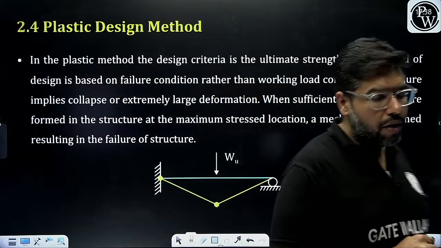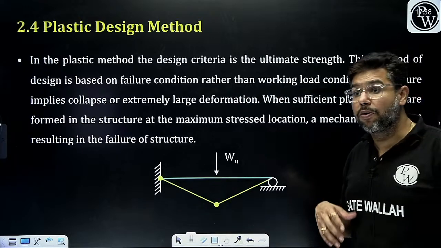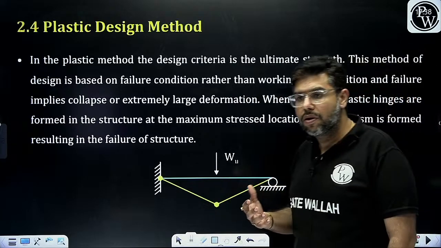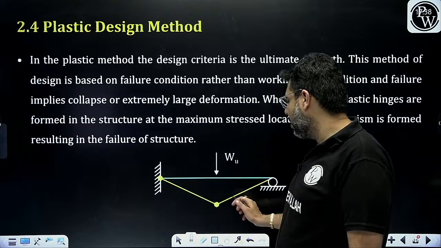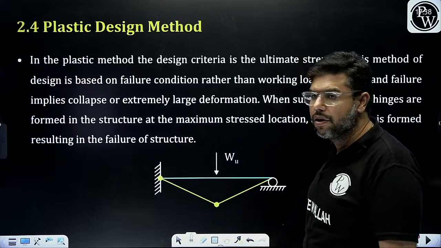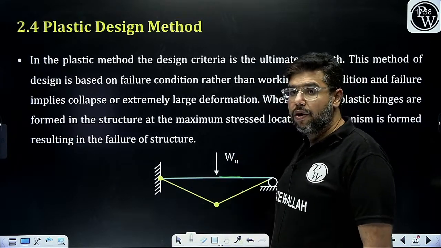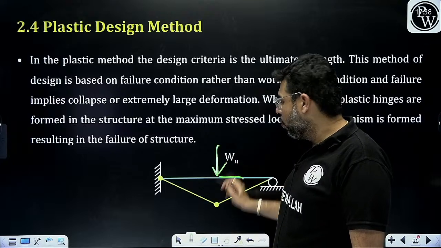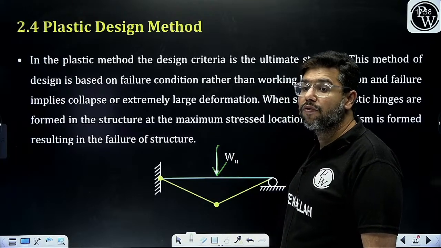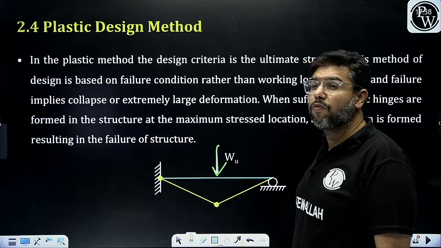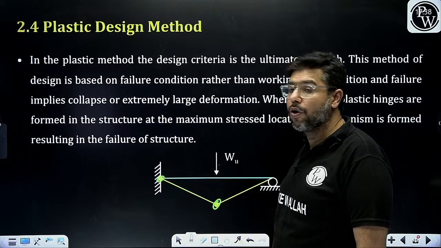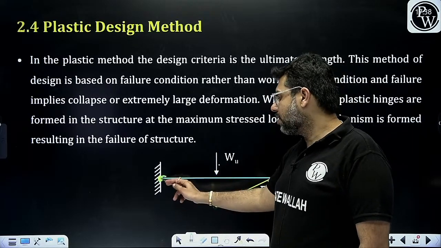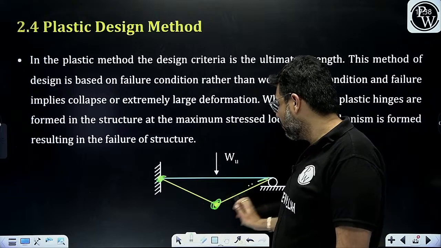See, here the failure will occur by the formation of a plastic mechanism. This is an overhang, or a propped cantilever. This is a propped cantilever, you understand? Whenever you apply a load on this propped cantilever, what will happen? There will be formation of plastic hinges at the fixed end and under the point load. When these plastic hinges are formed, it will lead to the formation of a mechanism.